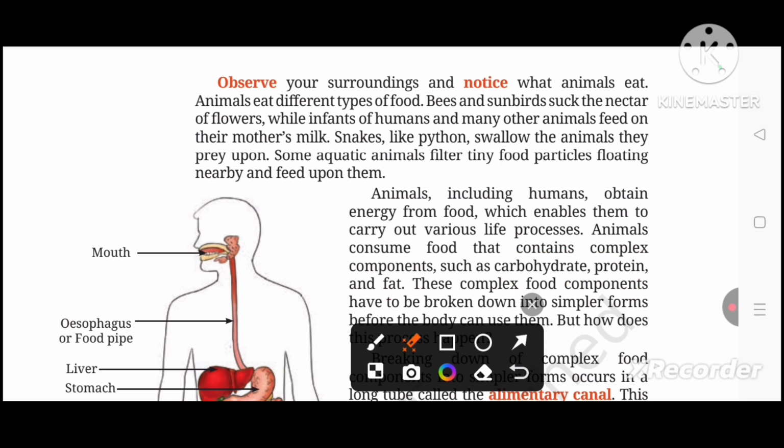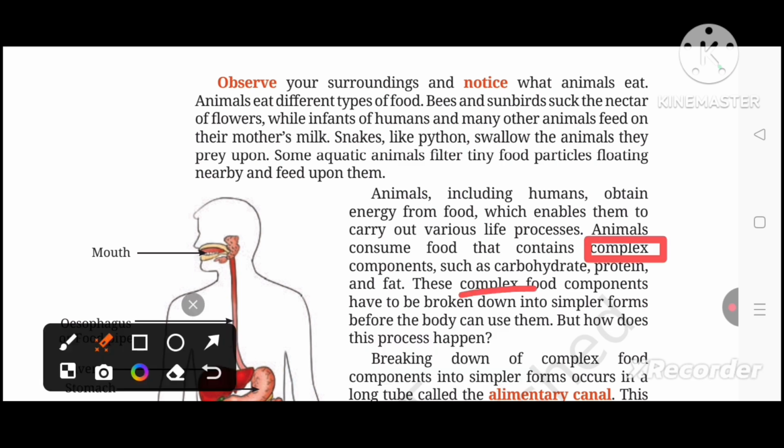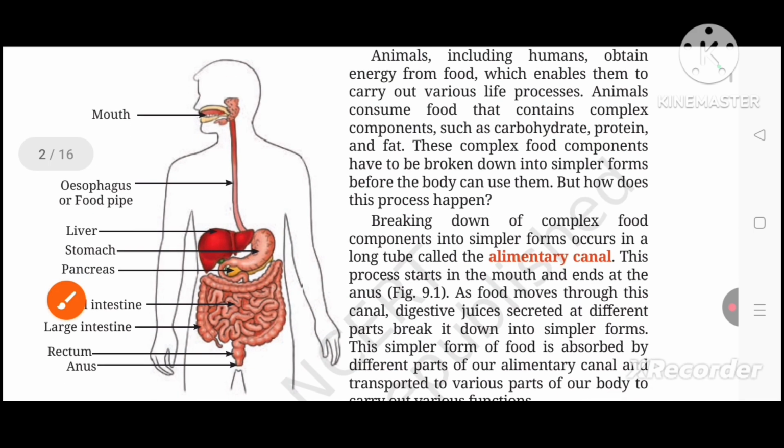You have to remember that these complex food components have to be broken down into a simpler form. You have to break up these complex compounds into a simple form before you can use them. But how does this process happen? Let's investigate how it happens.